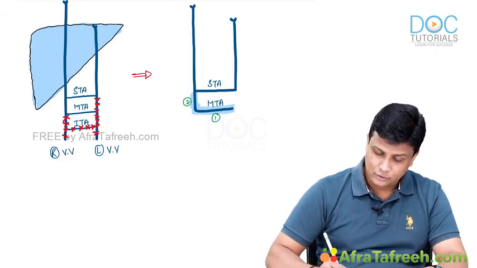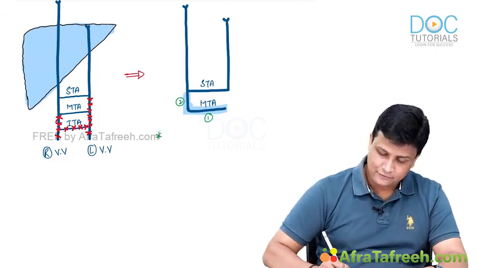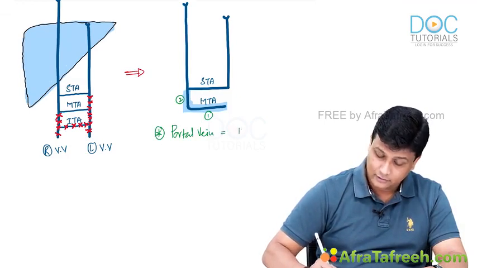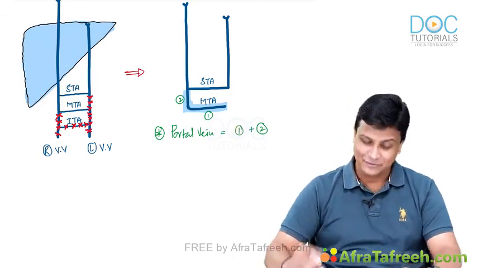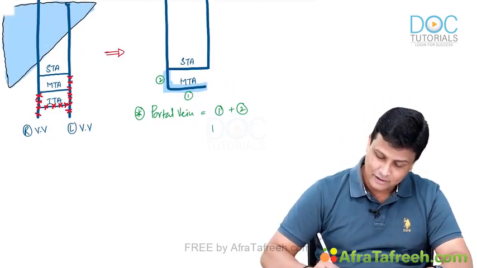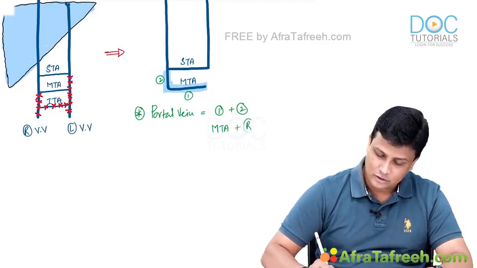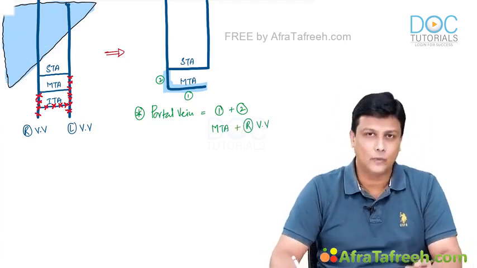So number 1 and number 2, that together is going to form your portal vein. So finally in the exam, what will they ask you? Portal vein will be derived from where? Remember, the portal vein is derived from 1 plus 2. Now in the exam, don't answer it as 1 plus 2. Portal vein is actually derived from number 1, the middle transverse anastomosis, along with number 2, the right vitelline vein.